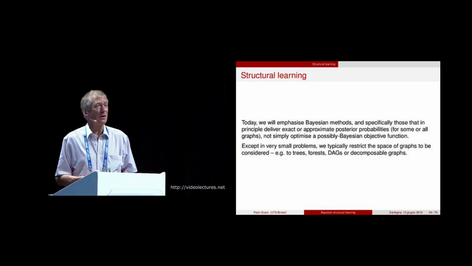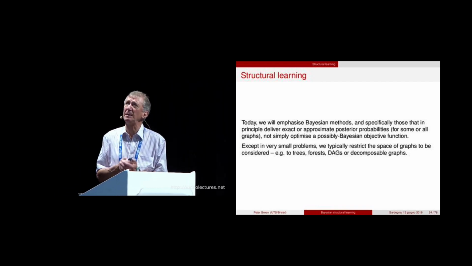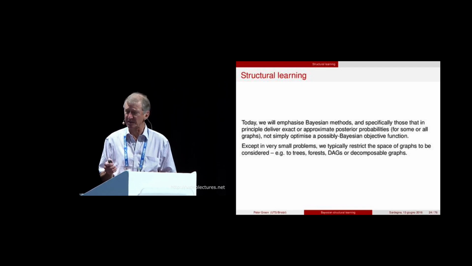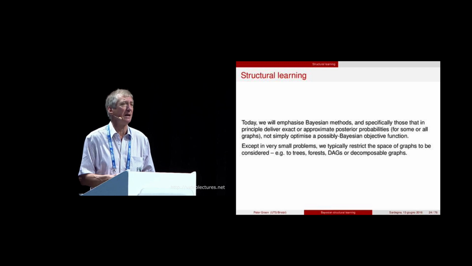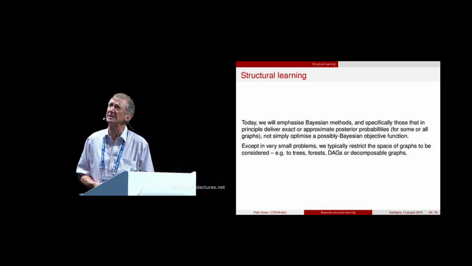And although, of course, we'd like to do everything, we'd like to do the world, we're typically going to restrict the space of graphs to a subset of possible graphs. And those that have been particularly studied being things like trees and forests, DAGs, of course, and decomposable graphs. So I'm going to spend a bit of time talking about the problems of structural learning in these different situations.